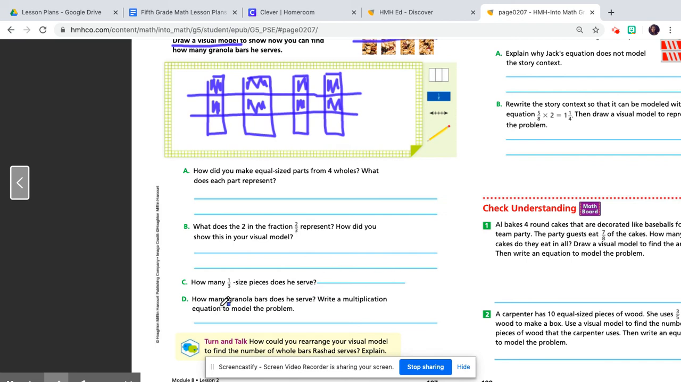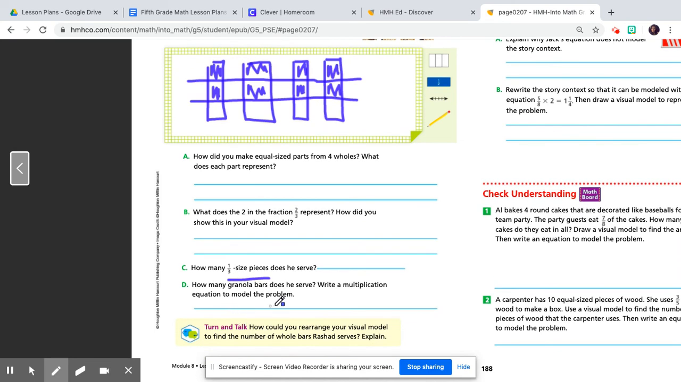Okay. And then finally, how many granola bars did he serve? Write a multiplication model to model your answer. So here, remember, when you give your answer, you are going to label what they're looking for. And remember, look at the unit that they used. How many 1/3 size pieces? He used blank many 1/3 size pieces. So you're going to count them and then label it with this.